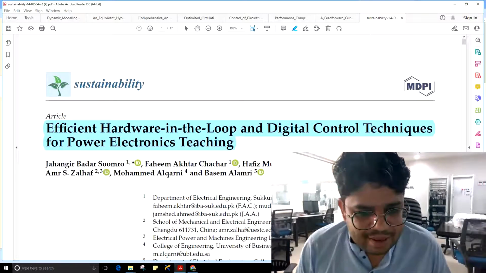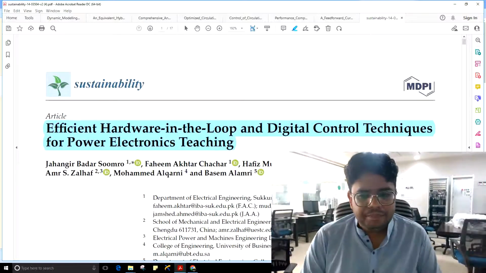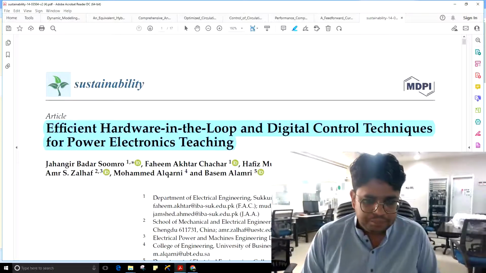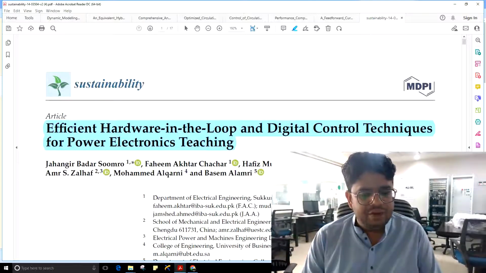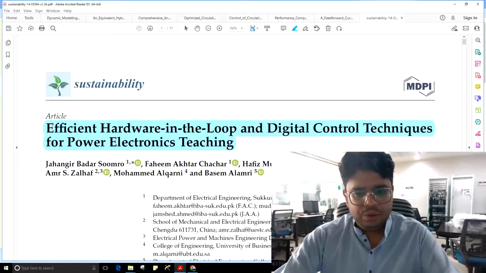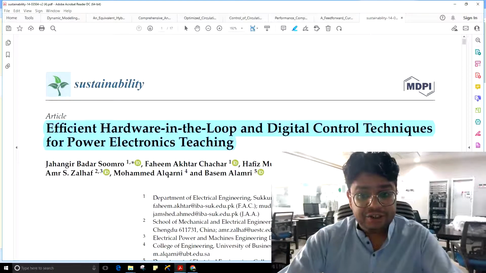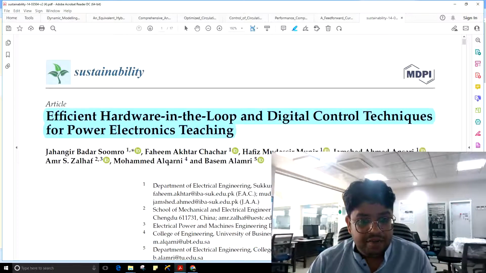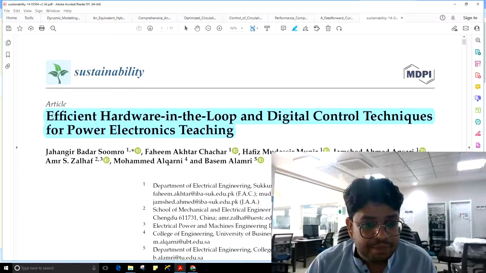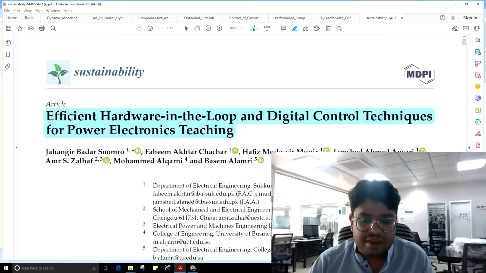you can access this hardware in the loop laboratory remotely, and we provide services to other universities as well. If any university is interested to make the undergraduate teaching of power electronics easier for them and wants to utilize this hardware in the loop setup for power electronics teaching, we can offer our services.